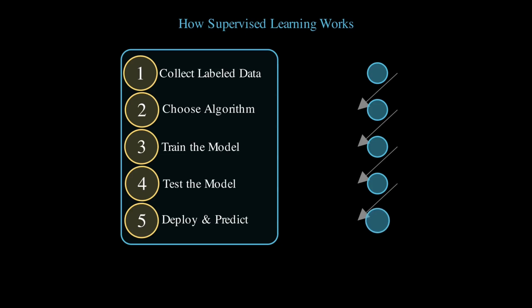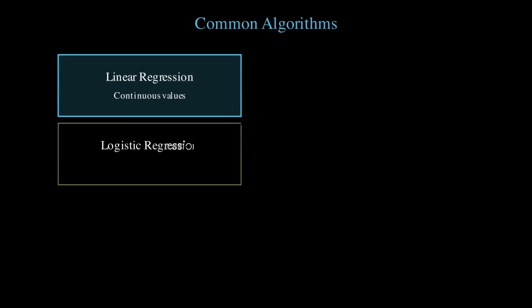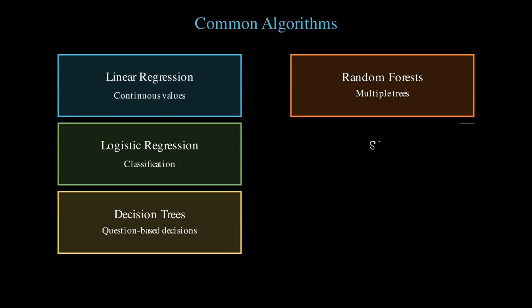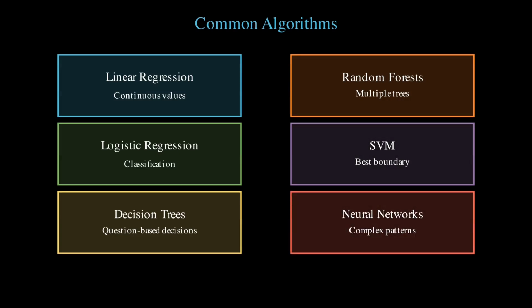Let's look at popular supervised learning algorithms. Linear regression predicts continuous values using a straight line. Logistic regression classifies data into categories. Decision trees make decisions by asking a series of questions. Random forests combine multiple trees for better accuracy, and support vector machines find the best boundary between classes.